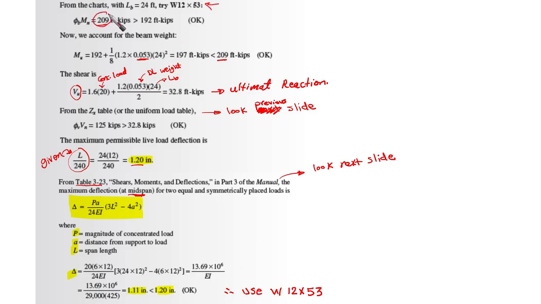and we found that this cross section is going to give us the phi BMN if we're talking about LRFD 209. However, the required is 192. So it is okay in terms of the flexure strength.